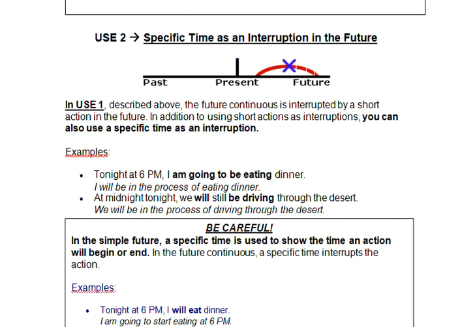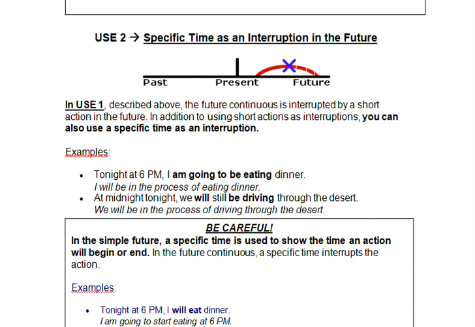Let's go to the use number 2. Specific time as an interruption in the future. In use 1, described above, the future continuous is interrupted by a short action in the future. In addition to using short actions as interruptions, you can also use a specific time as an interruption. Aparte de utilizar acciones cortitas en el futuro que puedan interrumpir a otra que yo esté desarrollando, usted también puede usar un tiempo específico como una interrupción.